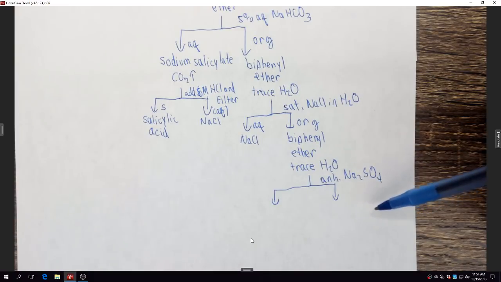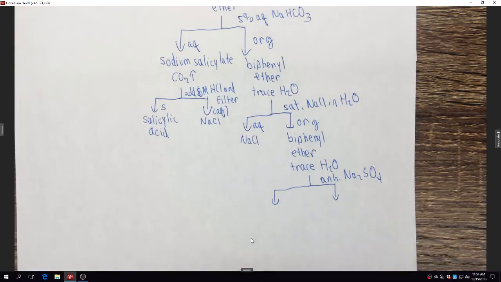So just a little bit. You don't want a lot. If it free flows, then you're good. What free flowing means is you can see individual chunks of sodium sulfate, as opposed to it clumping up into one big chunk. If it clumps up into one big chunk, then you need to add a little bit more. There may be some chunks, but as long as some of it is free flowing, you're good. All right? So that's basically that.